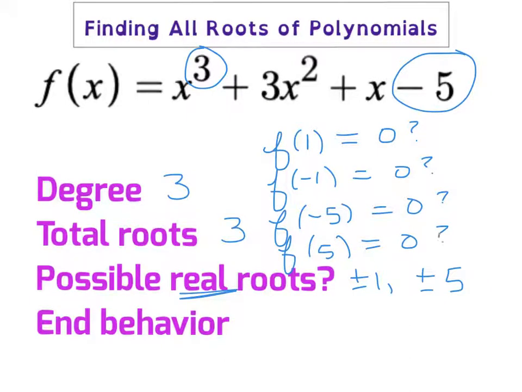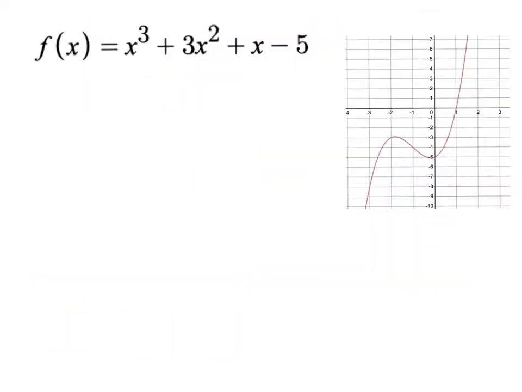to see which one equals 0. As you can see, that's a lot of work, so we're just going to graph it, and then we can see which one's a real root. Also, the end behavior: this has positive end behavior because the leading coefficient is positive. So let's look at the graph. Here's the graph of this polynomial.